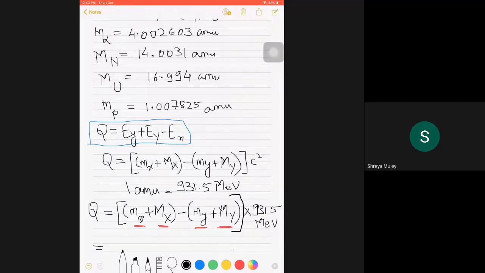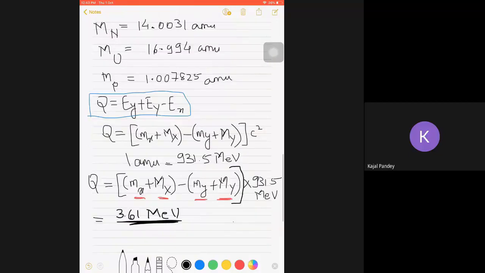So the final answer for this comes out to be 3.612357 MeV. So this reaction, if it occurs, is going to release energy. Okay. Yes, sir. Now understood. Okay. So this is your exoergic reaction.